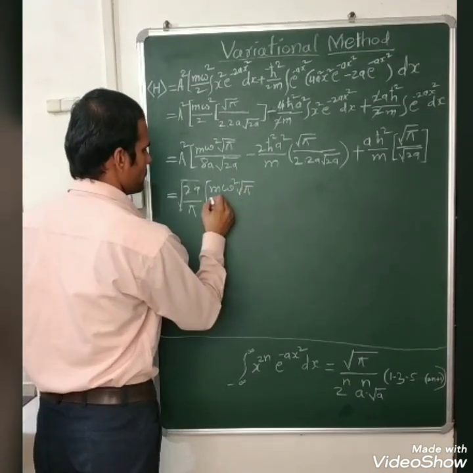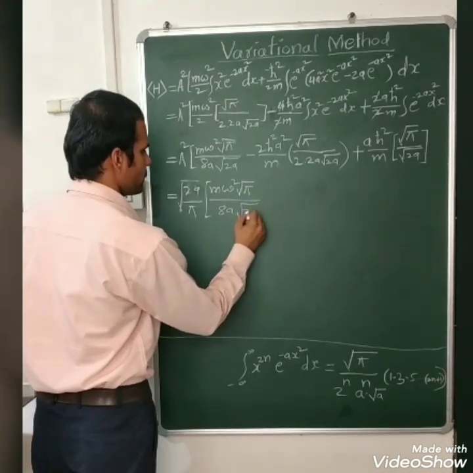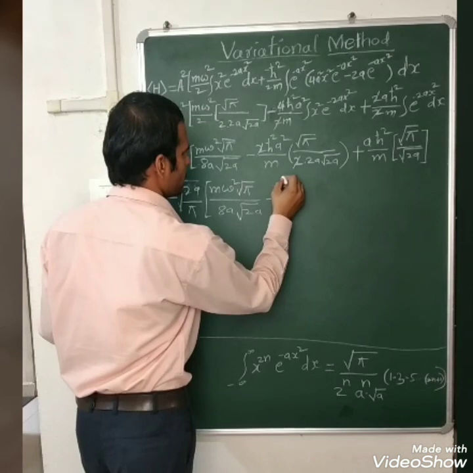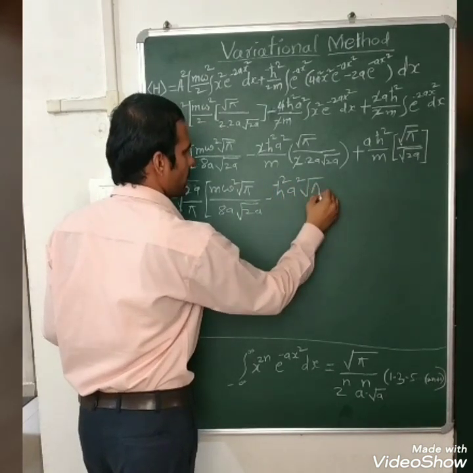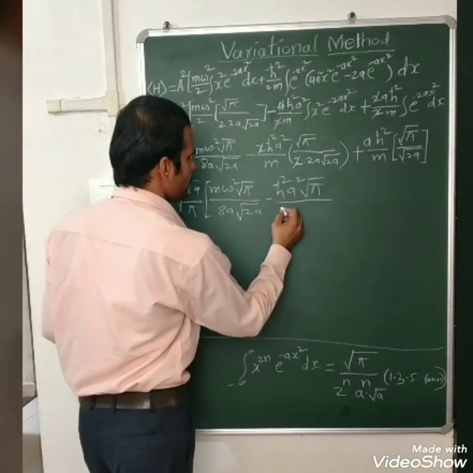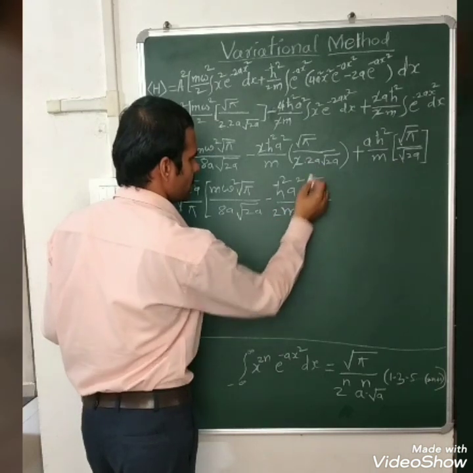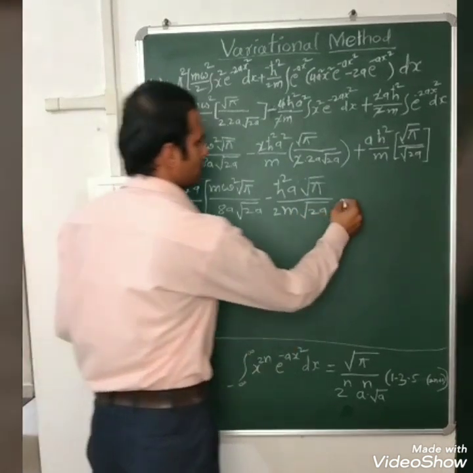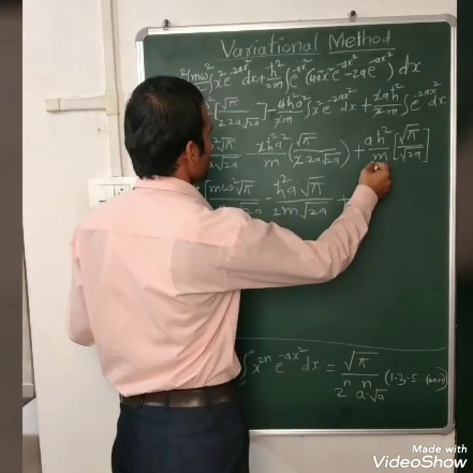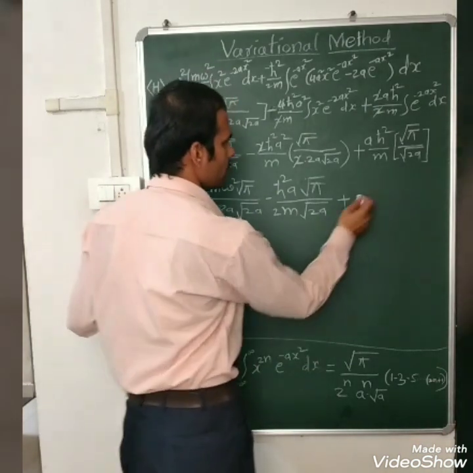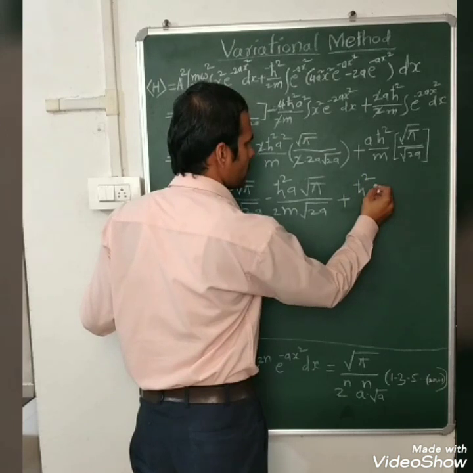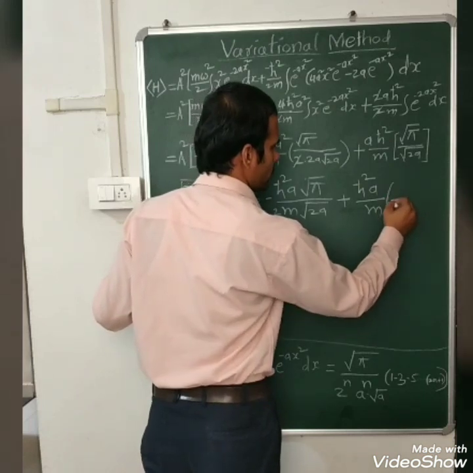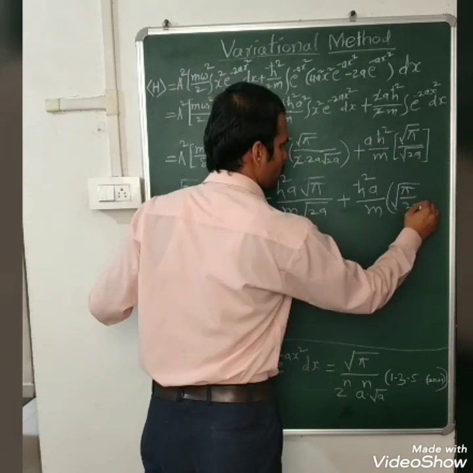Square root of pi divided by 8a square root of 2a, minus, this 2 will get cancelled, then we will write here h cross square a square root pi divided by this 2m, a will cancel, square root of 2a, and plus again we have to write here h cross square a by m into this square root of pi upon 2a.